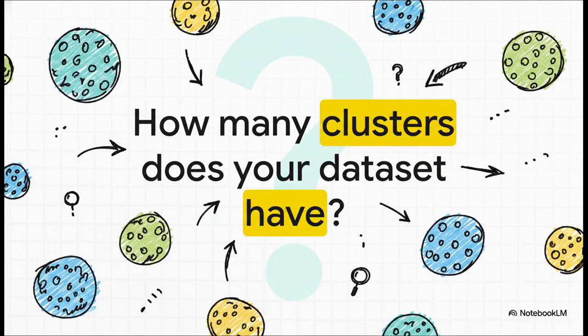Because think about it. If we do use a centroid-based algorithm like k-means, we hit a major roadblock right out of the gate. How do you reliably choose k, the number of clusters, when you don't even know what you're looking for in the first place?